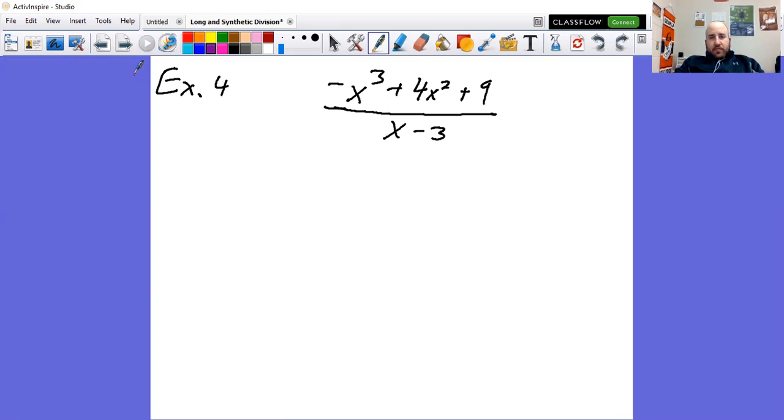All right, example 4. Hopefully you notice a couple little tweaks here. First tweak is I have -x cubed out in front. Again, you can have a negative coefficient there. And we'll address that in a second. But the bigger thing you probably notice is I have x cubed, x squared, I have a constant, but I no longer have x to the first here, okay?